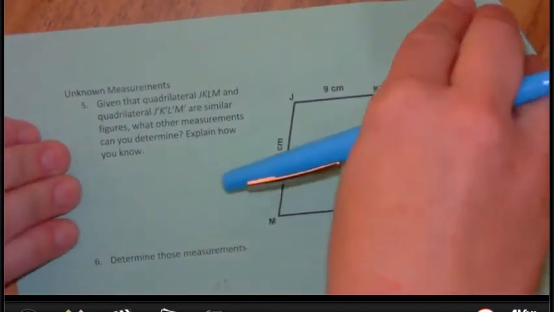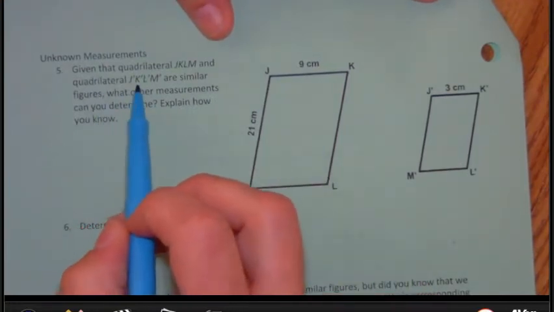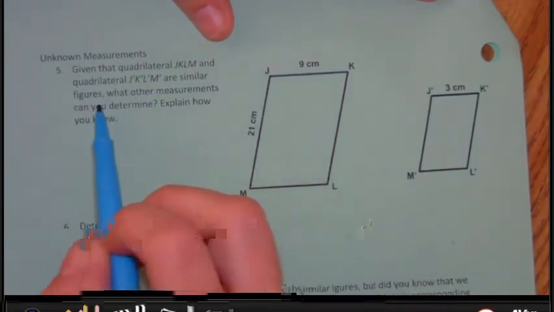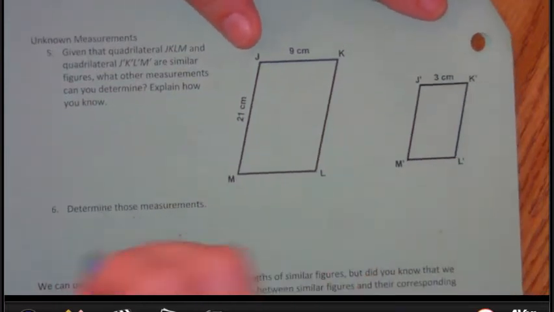All right, unknown measurements. Given that quadrilateral JKLM and quadrilateral J prime, K prime, L prime, and M prime are similar figures, what other measurements can you determine? And explain how you know. All right, so determine those measurements.